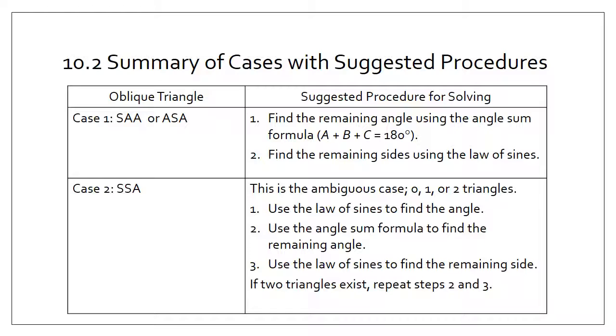If we have side-side-angle, two sides and an angle not included, that's when we have the ambiguous case. What we need to do is go ahead and use the law of sines to find the angle that we can find using the law of sines. Remember, if you end up with an error on that, then that means there's no triangle. And then you also need to check to see if there's two triangles. You use the angle sum formula to find the remaining angle, and then use the law of sines to find the remaining side. If there are two triangles, you need to do this for both of them.